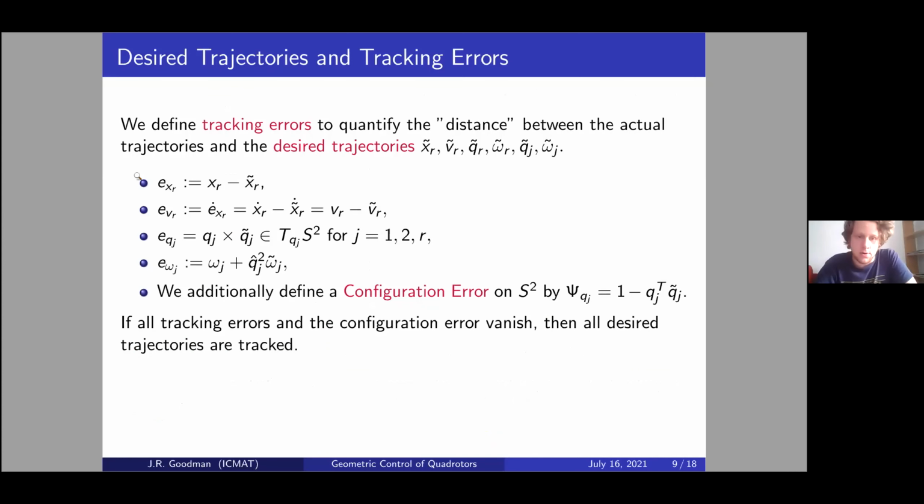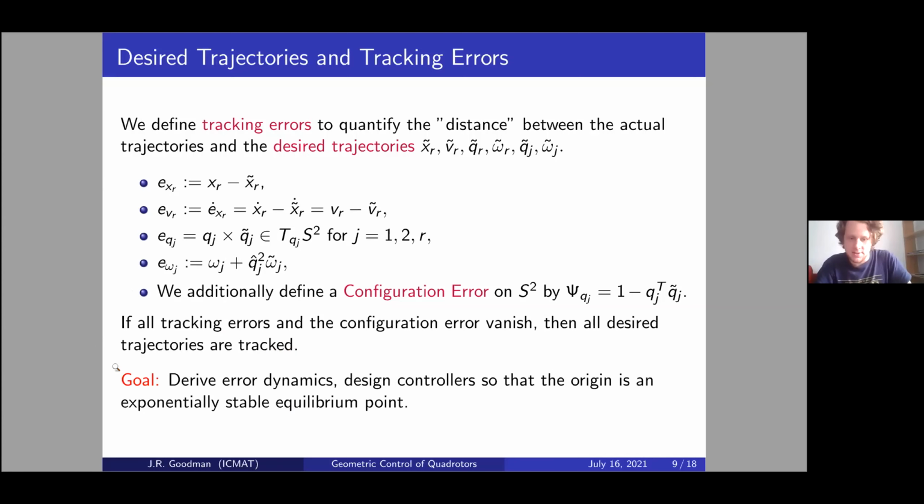In order to finish our control design, what we need is to define some tracking errors, which is a way for us to quantify the distance between our actual trajectories and the desired trajectories. Here we denote the desired trajectories universally with the variable we're trying to track with a tilde. So we define them as follows. We're also going to define a configuration error, just some function on the unit sphere S2 for the cable attitudes. And these have the property that if all of these tracking errors and the configuration error vanish, then all desired trajectories have been tracked.